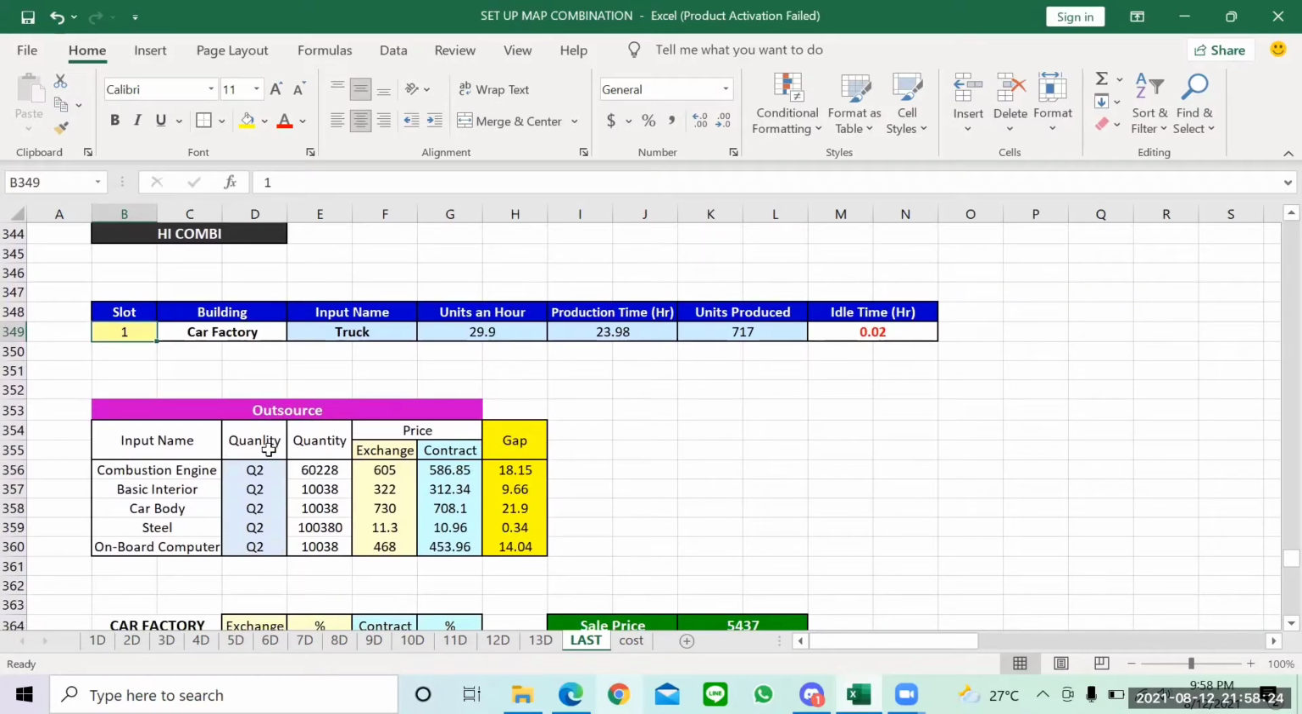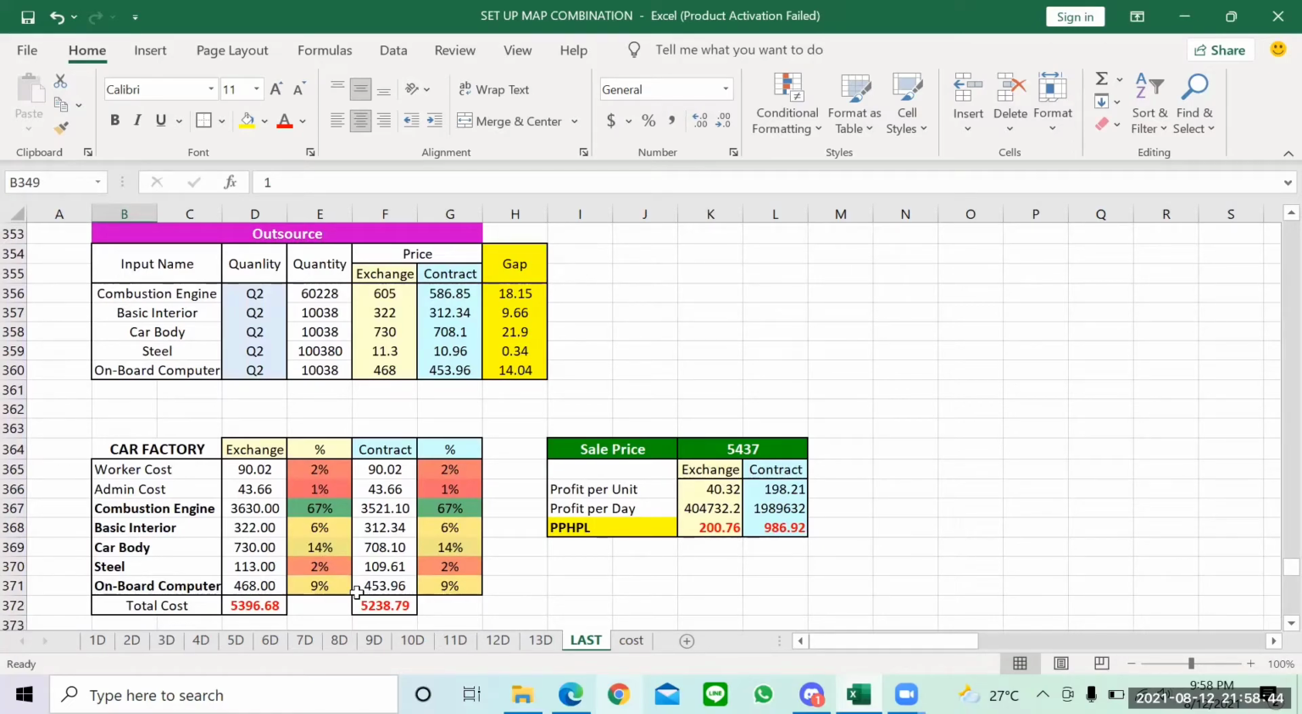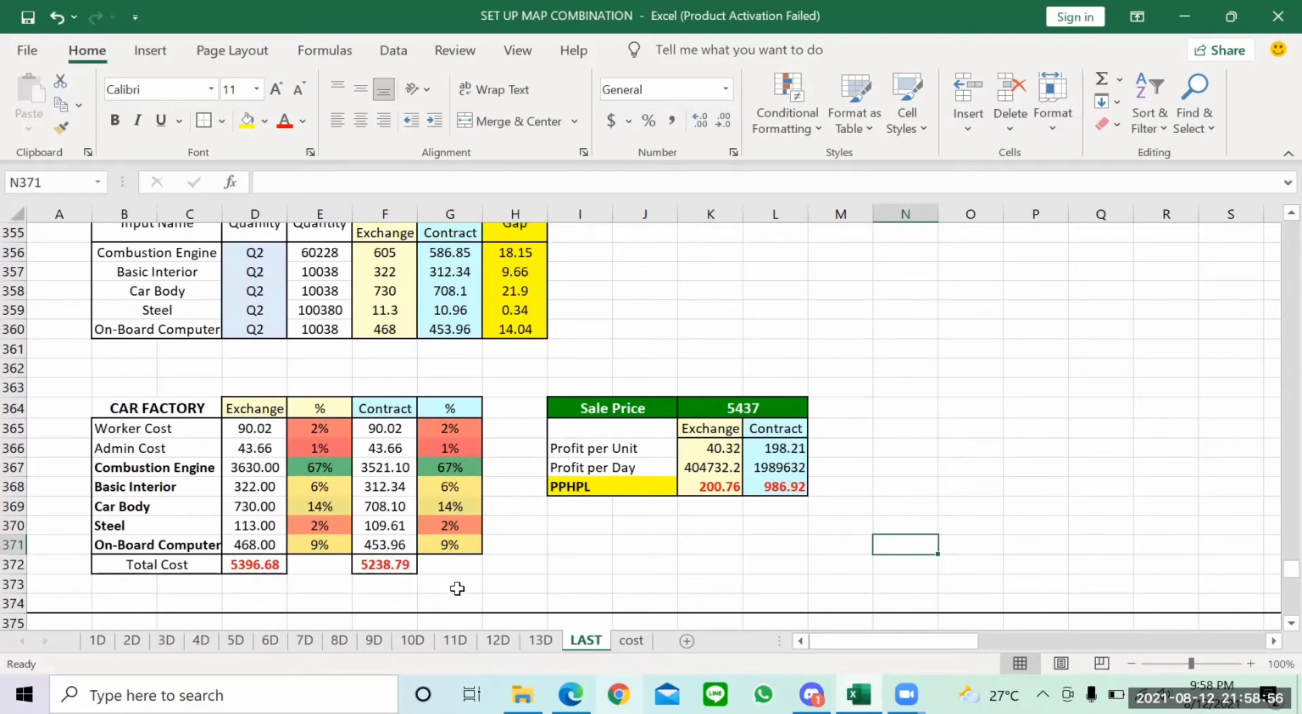Now you need to outsource all inputs, and all of them are quantity 2. You can see the quantity requirement for the combustion engine is really huge. And wow, the profit per hour level is very huge. Even though the total cost is high, we can get more profit per hour level. By exchange it is 5396, and by contract it is 5238. Even if we are using the Skycoast buying price, there is a very huge gap between long vertical integration, short vertical integration, and horizontal integration. Wow.